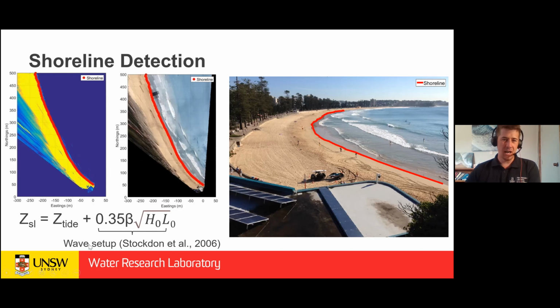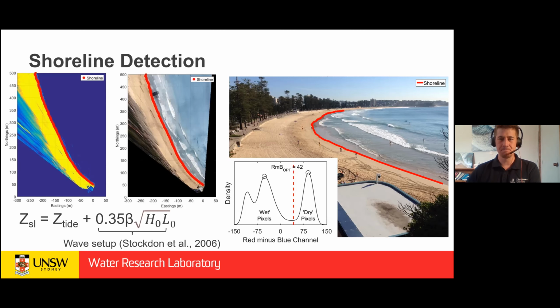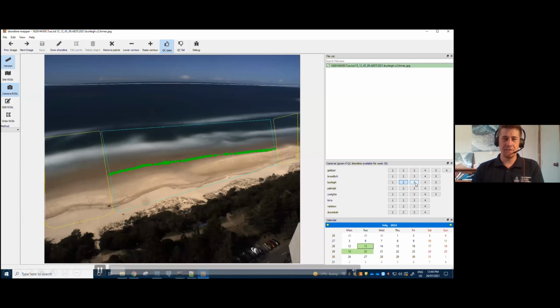And then you've got to apply an understanding about what the water level is at the time of an image. To do that, we use a tidal forecast or measured water level, and we take into account other influencing factors such as wave setup. And here's an example where the Stockton equation has been used to account for the wave setup. So there's an example where you look at the color spectrum between the wet pixels and the dry pixels. And Mitch has got a nice open source toolkit for the CoSnap program that detects that boundary quite nicely. But what does that look like when you've got 45 cameras?